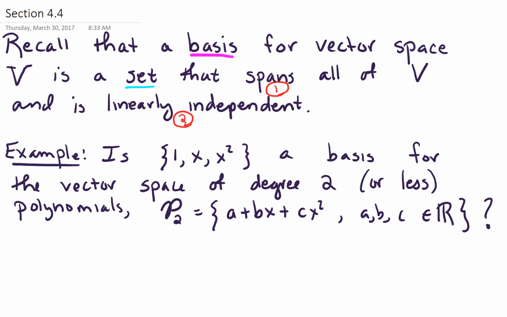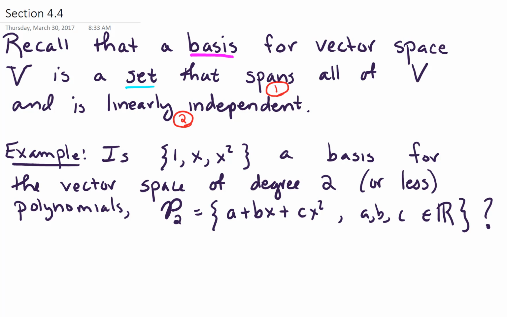If we're given a set of vectors, we need to check, number one, that it spans the vector space, and number two, that the set is linearly independent. And if we satisfy those two conditions, we have a basis. So let's take a look at an example.